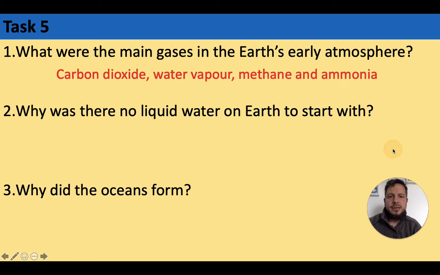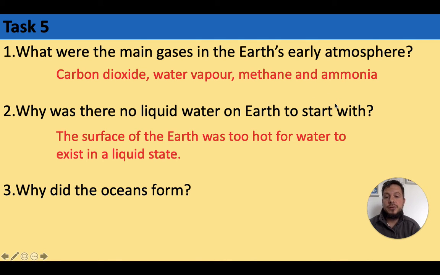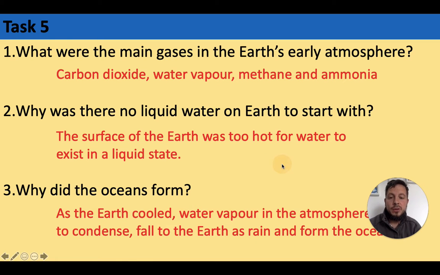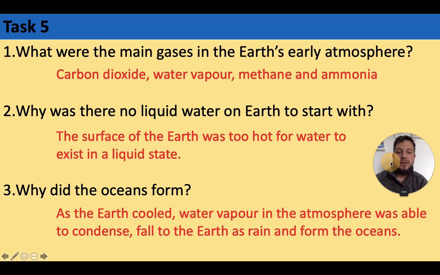Okay, so the main gases in the Earth's early atmosphere were carbon dioxide, water vapour, methane and ammonia. Why was there no liquid water on the Earth to start with? It's because it was too hot for water to exist in its liquid state. And why did the oceans form? Well, as the Earth cooled down, water vapour in the atmosphere was able to condense, fall to the Earth as rain, and it formed the oceans.